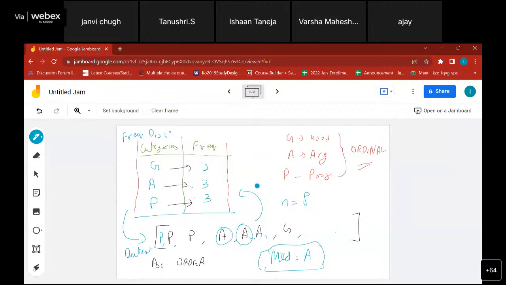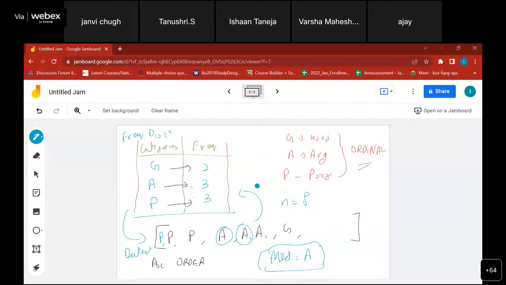Sir, for this case, we can draw a bar chart, right? Because of the number of frequency. Can we draw the Pareto chart also if there is no order in category? This is ordinal data, so I cannot plot a Pareto chart for it. The order of categories might not be preserved in the Pareto chart.